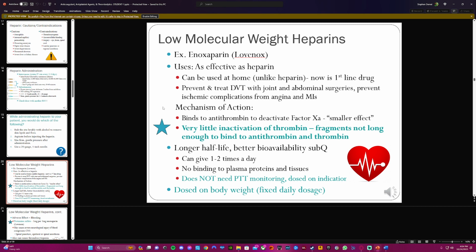The mechanism of action for low molecular weight heparins is it binds to antithrombin to deactivate factor Xa, small effect. Very little inactivation of thrombin, as fragments are not long enough to bind to antithrombin and thrombin. Longer half-life, better bioavailability, sub-Q, can give 1 to 2 times a day, no binding to plasma proteins and tissues, and it does not need PTT monitoring, and it is dosed on indication. It is also dosed on body weight. It's a fixed daily dosage drug.